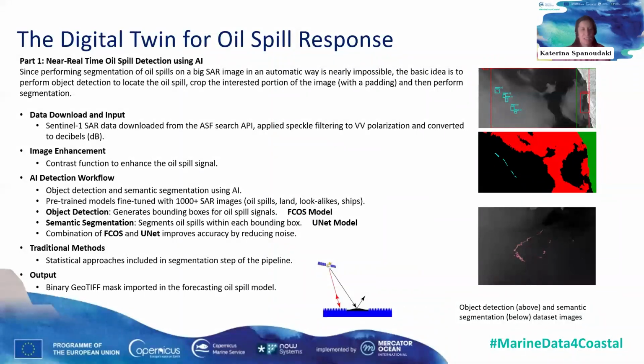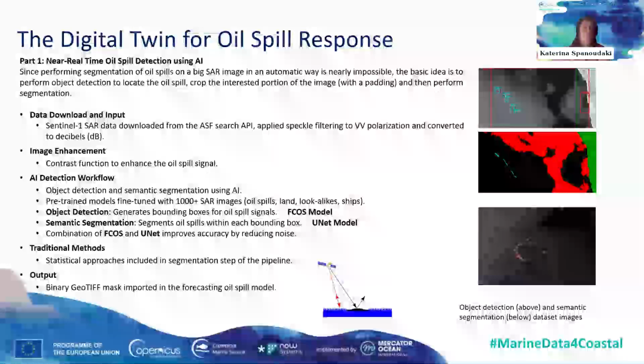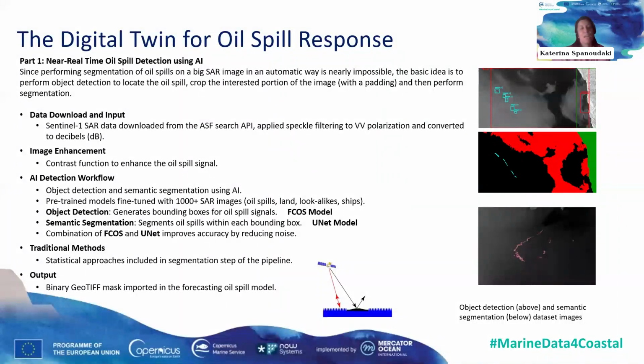We use Sentinel-1 SAR data, which are pre-processed, and then for object detection, we use neural networks, so an FCOS model, which is pre-trained with more than 1,000 SAR images, separated between oil spills, land and lookalikes, and ships. And then for the semantic segmentation, so for getting the oil spill mask, we use both SNAP-based statistical methodologies and also a pre-trained U-Net model. So we're able to get a GeoTIFF mask, which is then automatically imported in the oil spill model.